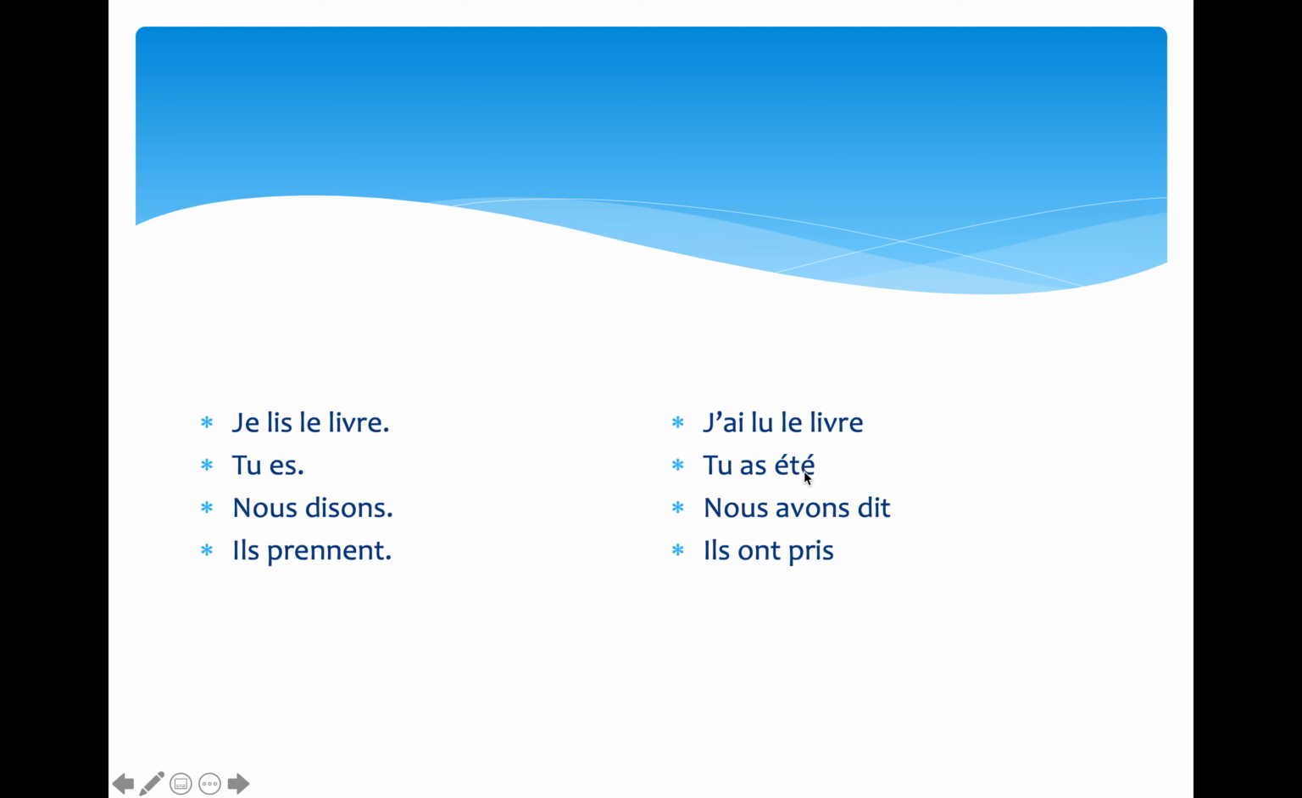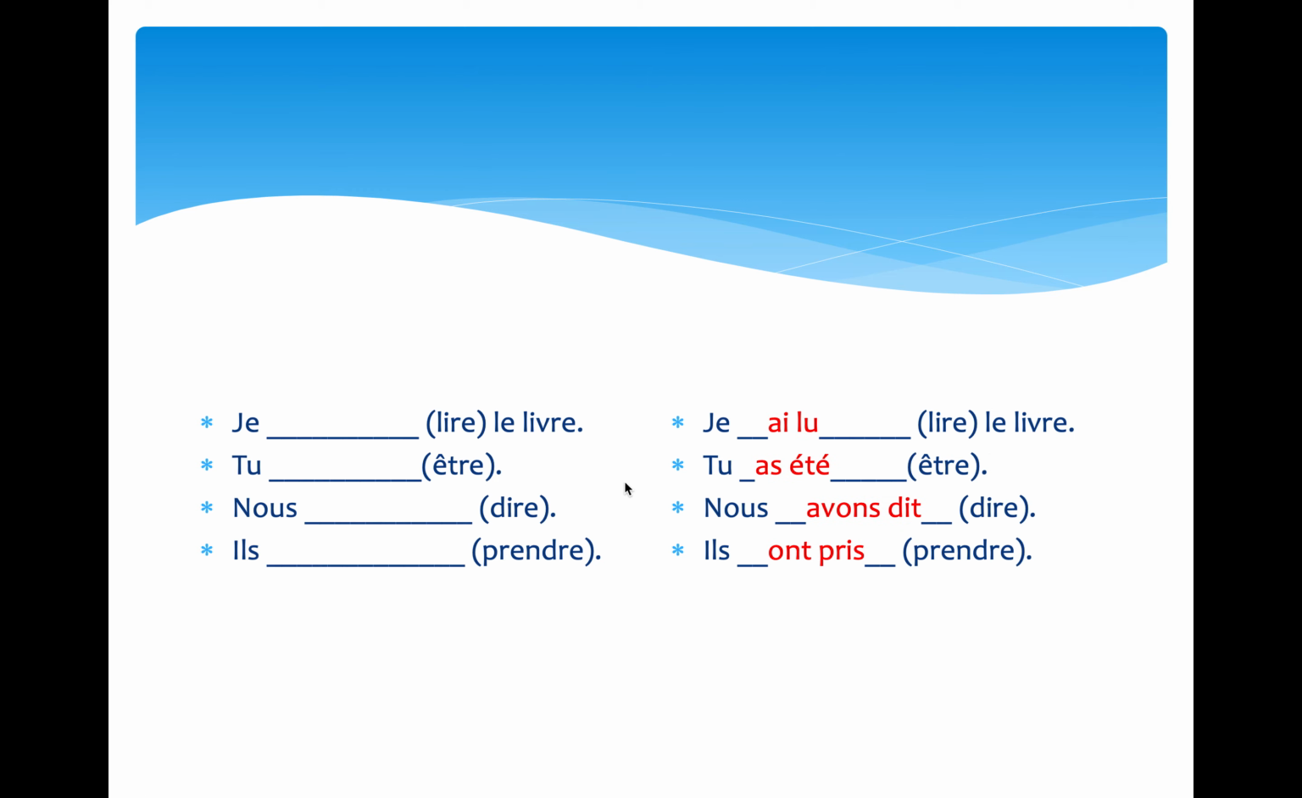Okay? And then the other way is, some people think of the infinitive first. So, j'ai, ooh, do you see the mistake here? This should be j apostrophe. J'ai lu le livre, tu as été, nous avons dit, ils ont pris. Oops, and that's not where we are.